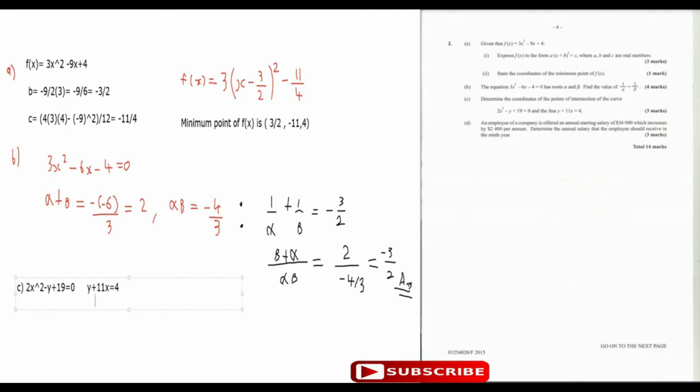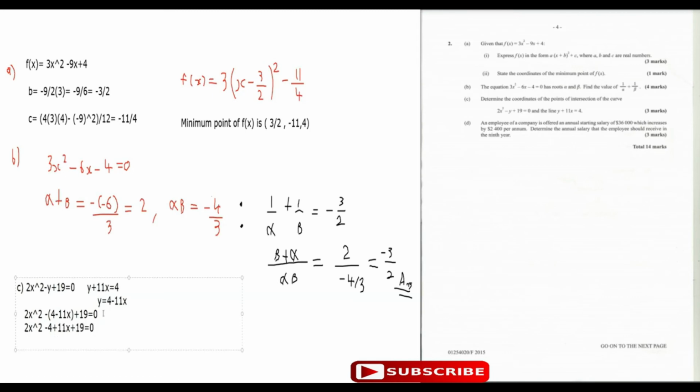Now if y plus 11x is equal to 4, from the second equation we can make y the subject, and so y is equal to 4 minus 11x. If y is equal to 4 minus 11x, we're getting 2 times x squared minus y, and y is 4 minus 11x, plus 19 is equal to 0. So substitute the equation of the line into the equation of the curve. By doing that, we get 2x squared minus 4 plus 11x plus 19 is equal to 0.